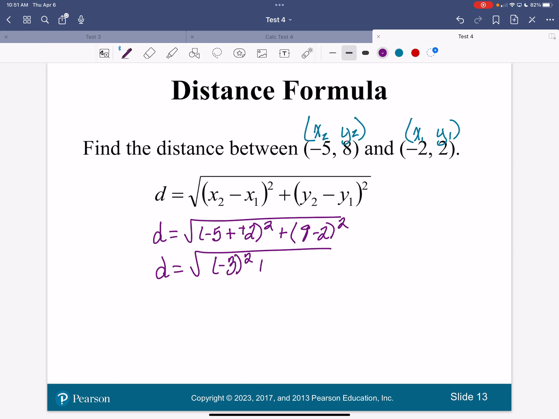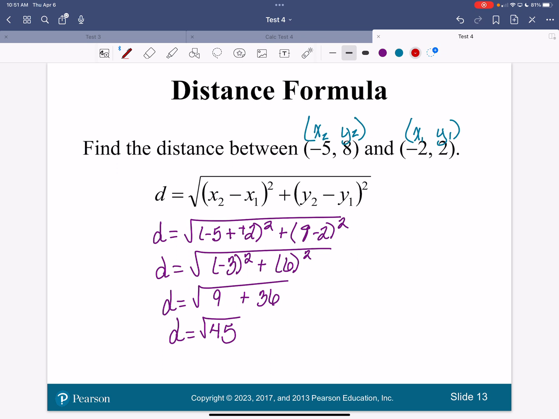Then I've got 8 minus 2. What's that? Good. And then I'm going to square that. Okay. What is -3 squared? Good. It's +9. Your negative and your 3 is being squared. So we're going to have +9. What is 6 squared? 36. Good. And then I'm going to add those together. And I get 45. This can be simplified.